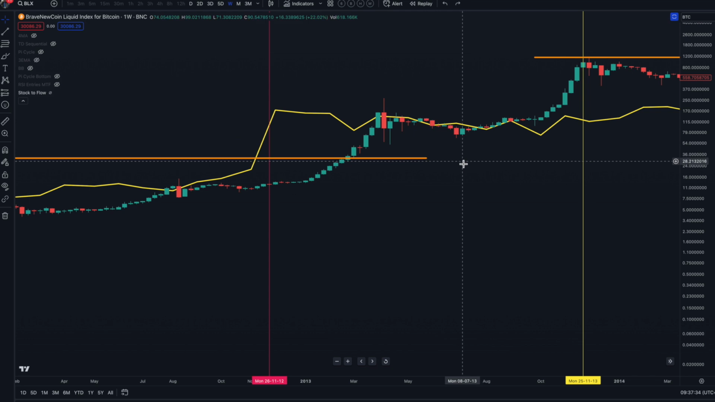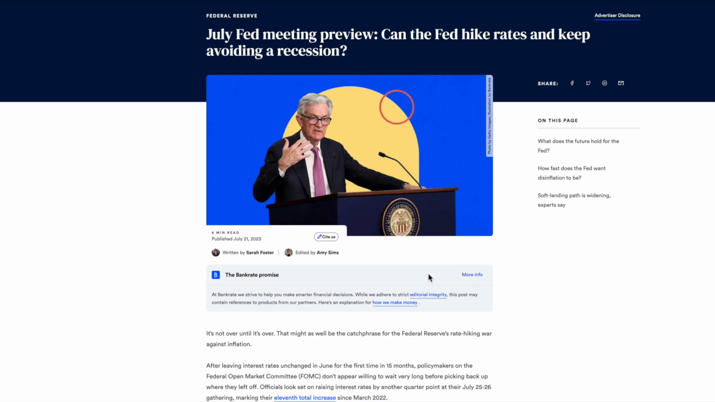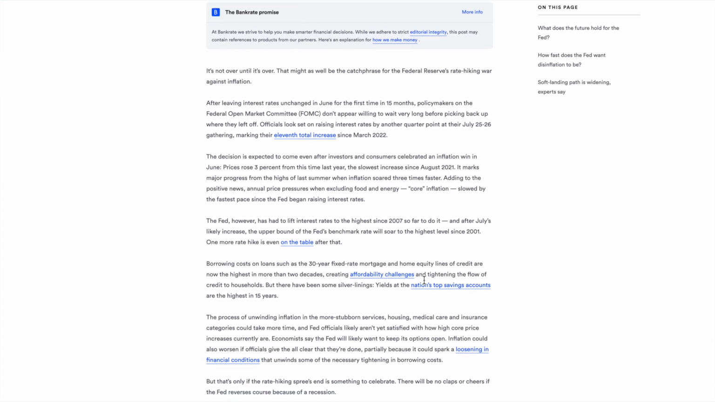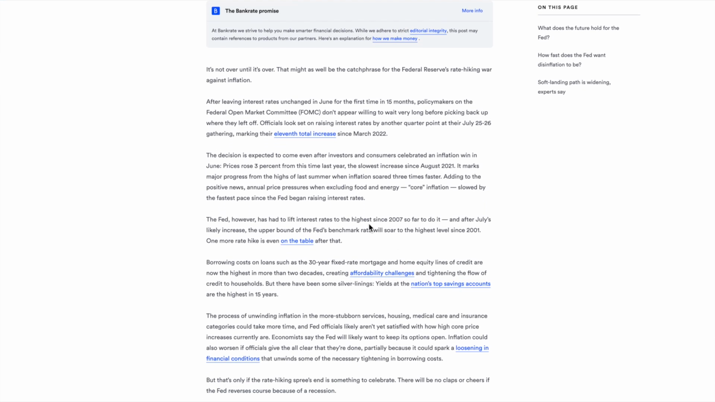Before I move on to the next stage of our presentation today, I just want you to be reminded that the FOMC meeting will be held this Wednesday, where the Fed will be deciding on the interest rates, whether to increase them or not. The consensus view, as you'll see from here, is that the Fed is likely to increase the interest rates. After leaving interest rates unchanged in June for the first time in 15 months, policymakers on the Federal Open Market Committee, the FOMC, don't appear willing to wait very long before picking back up where they left off.